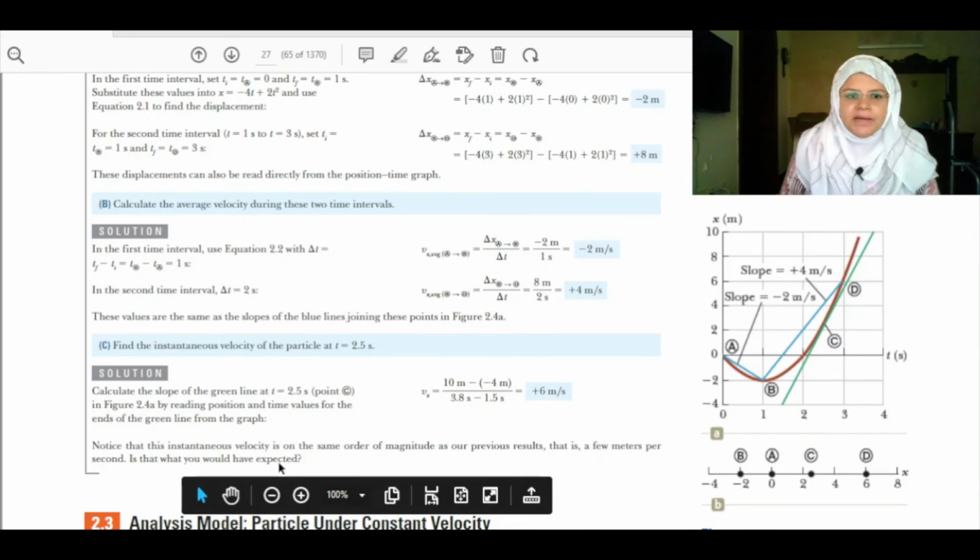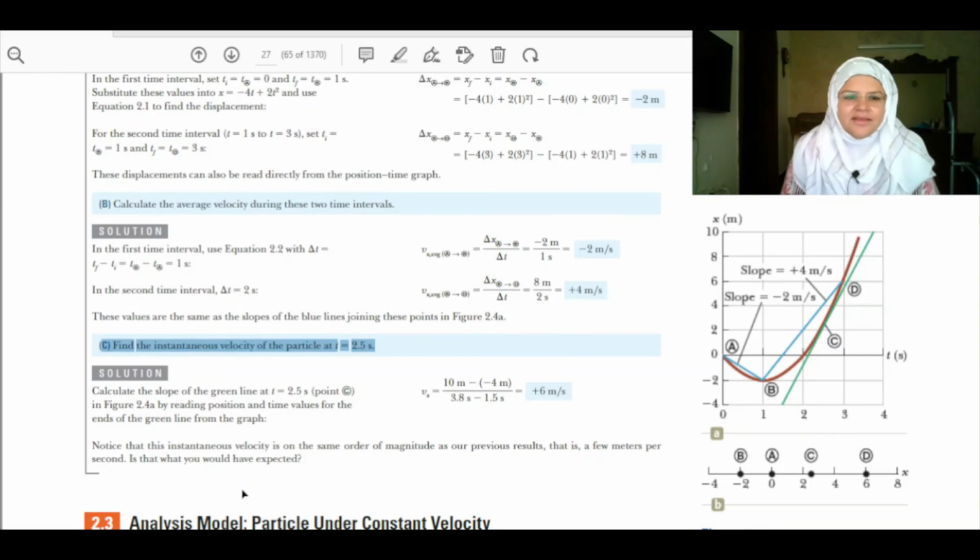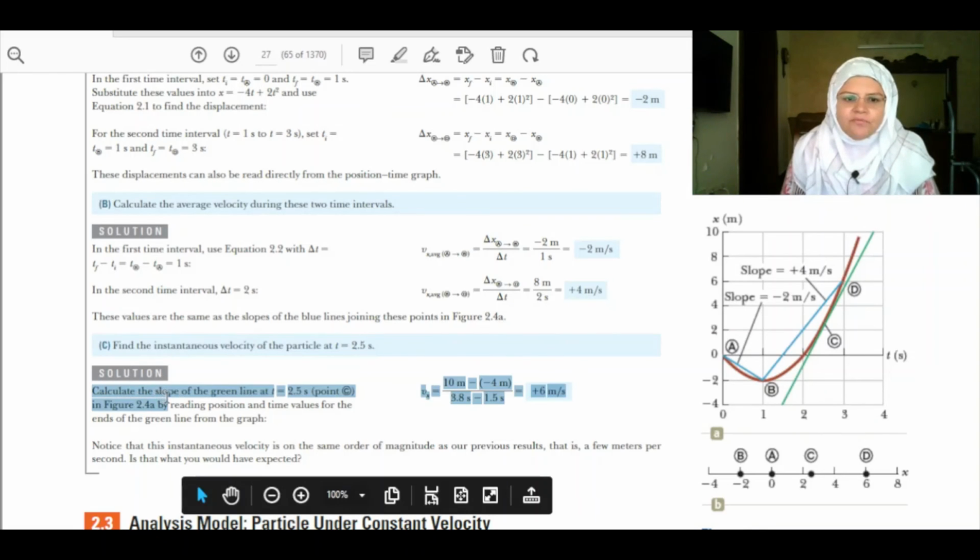Now let's do part C of the example. Find the instantaneous velocity of the particle at t equals 2.5 seconds. Calculate the slope of the green line at t equals 2.5 seconds, point C in figure 2.4a, by reading position and time values for the ends of the green line from the graph.